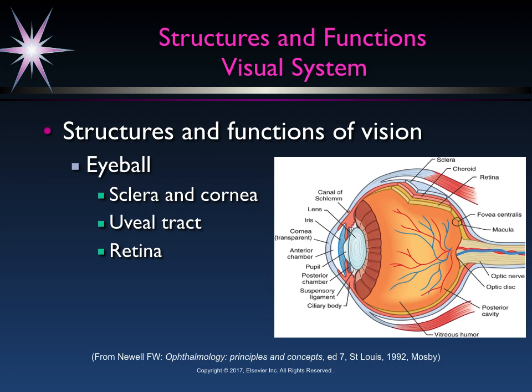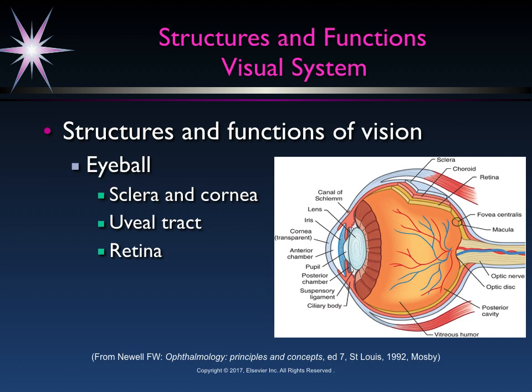So some of the things that I wanted to do, and you'll actually see this illustration show up twice on this. When we look at the structures and functions of vision, we can see the eyeball itself, which is known as the globe, and it consists of three layers. The tough outer layer comprises the sclera and the transparent cornea. The middle layer consists of the uveal tract, which is the iris, the choroid, and the ciliary body. And then the innermost layer is the retina.